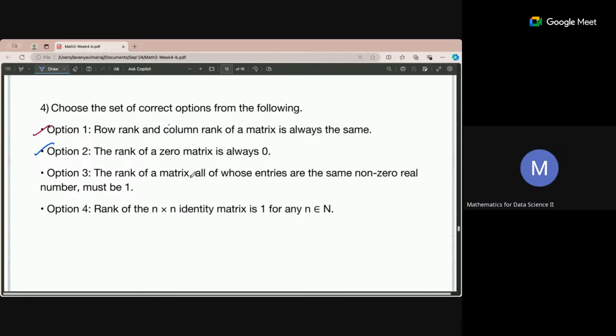Okay, yeah. So the rank of a matrix, all of whose entries are the same non-zero real number, must be 1. True or not? True. For example, if you are having a matrix like this, what is the rank of the matrix? The row echelon form will be just 1, 1, 0, 0, right? Yes.